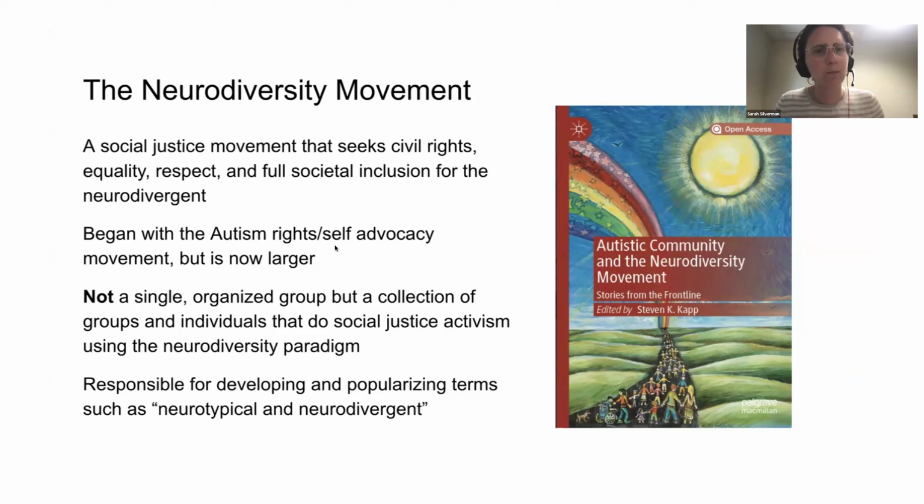so I really highly recommend it. So the neurodiversity movement is basically a social justice movement that seeks civil rights, equality, respect, and full societal inclusion for the neurodivergent. It began with autism rights and self-advocacy, but is now larger and encompasses lots of different neurodivergent experiences or identities.